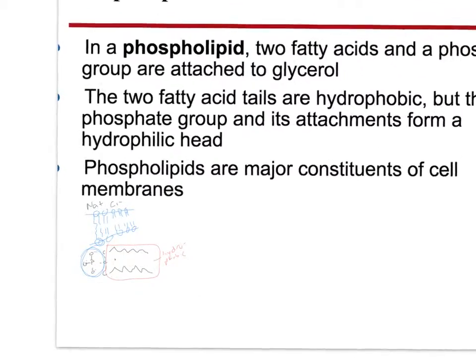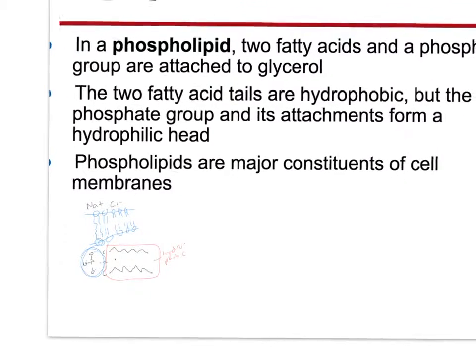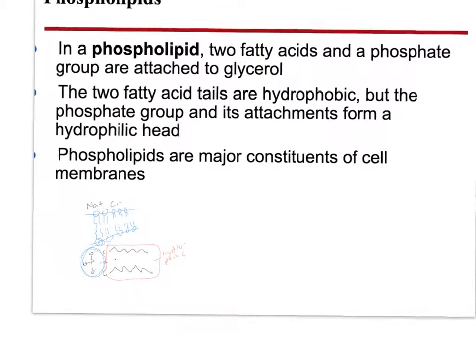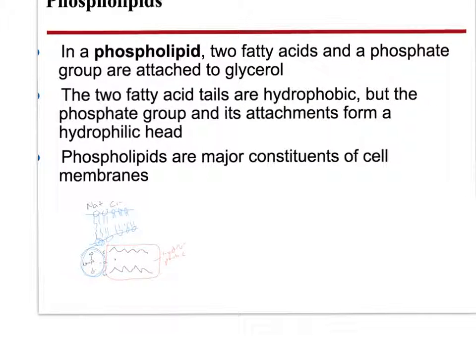Okay? So you have phospholipids, you have your two fatty acids and a phosphate group that are attached to glycerol. The two fatty acids are your hydrophobic regions. Your phosphate group is your hydrophilic region because it is polar. All right? And this is your major constituent or major thing that makes up cell membranes.